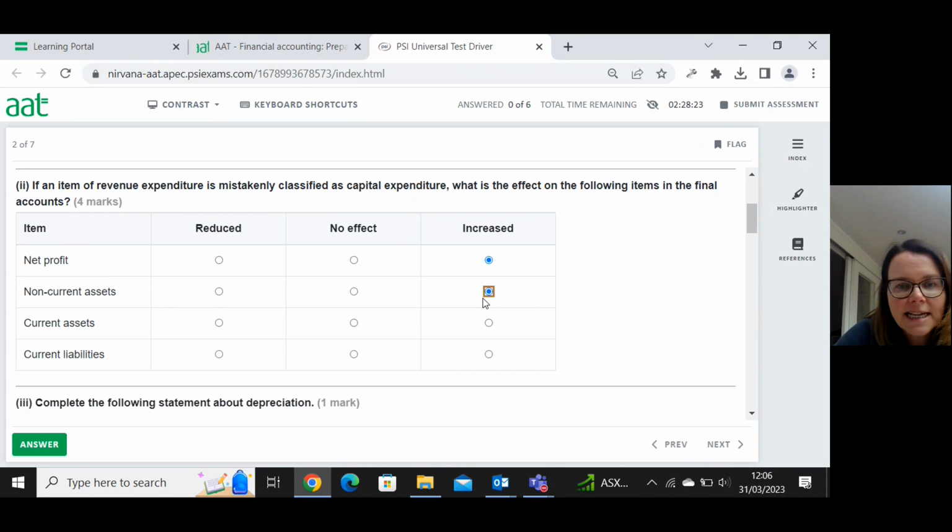My current asset, no effect. And neither are my current liabilities. If you think about the double entry, so we've gone debit the asset, the non-current asset, so that's too big, and we haven't gone debit the expense, so therefore my profit's too big. Nothing else would be affected.